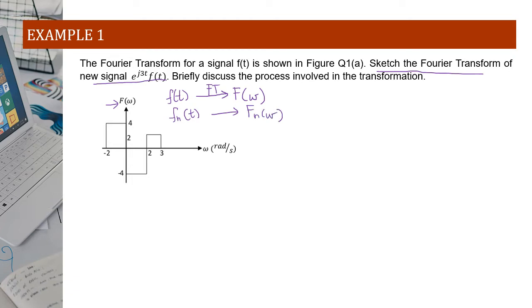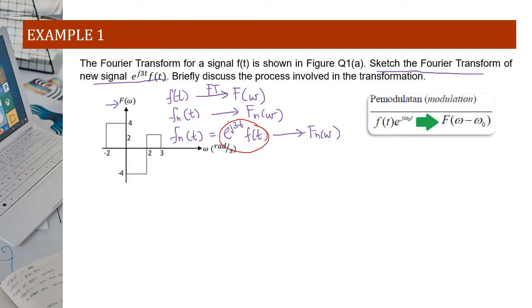So now f_n(t) is equal to e^(j3t) f(t), in which it will produce F_n(omega). So what is F_n(omega)? We need to check the Fourier transform table to see what this equation will be in the frequency domain. So let's check the table.